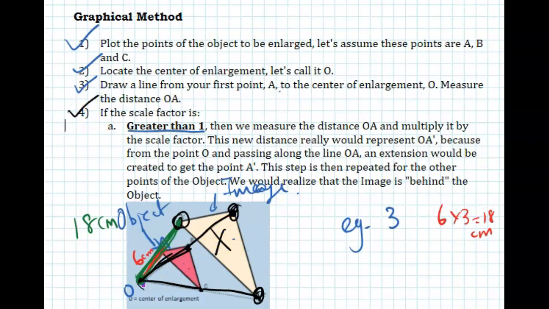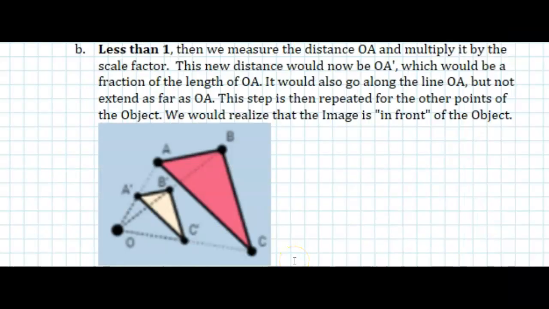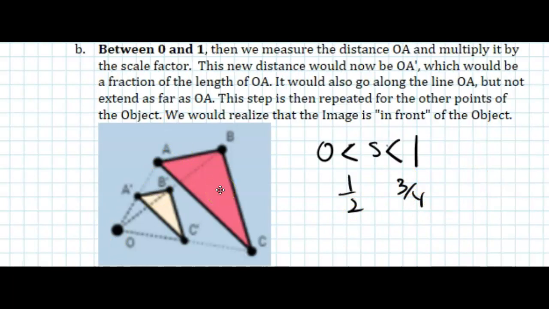Now let me go through some other categories. The second category I have here is if the scale factor was less than 1. Meaning if it's actually between 0, I'll call here S, the scale factor, and 1. So it could be a half, it could be 3/4, and so on. It's a fraction, right? Right. So if it's between 0 and 1, then we do the same thing.